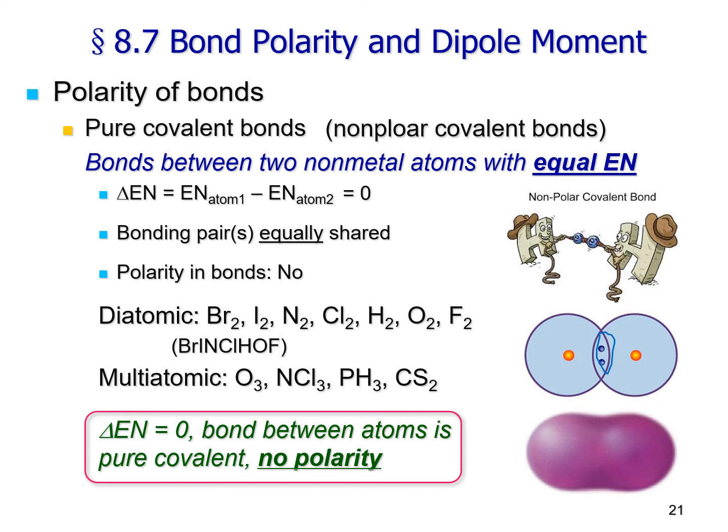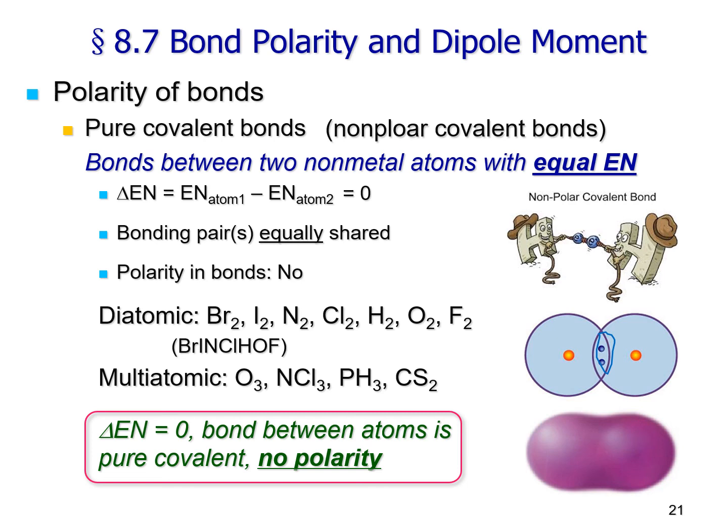For example, nitrogen and chlorine. Both have 3.0 as their electronegativity. The bond between them, nonpolar. CS2: both carbon and sulfur have 2.5 as their electronegativity. Difference of electronegativity, 0. Nonpolar bond. No polarity whatsoever between the carbon and sulfur bond. So this is something that I want you guys to remember.